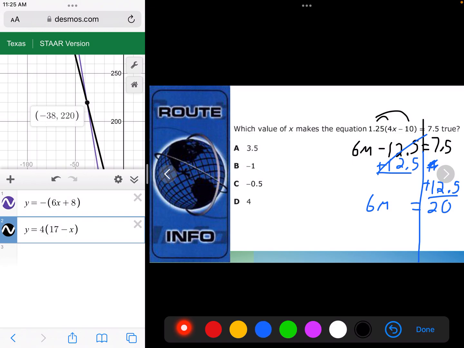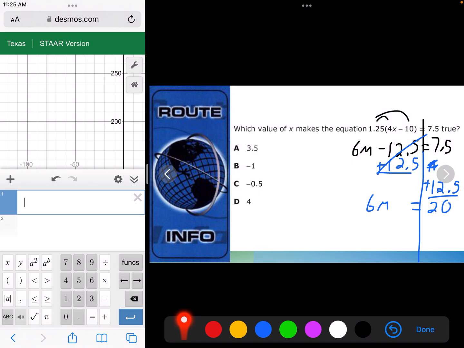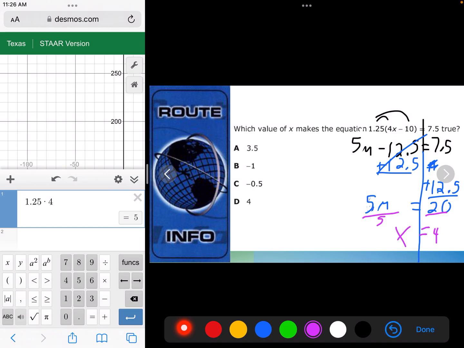Last step, actually I did make a mistake here, and this is why you need to check your work. 1.25 times 4 is actually 5. So we're just going to go back and fix this real quick. Sorry about that. So then when I do this, we're actually going to divide by 5. This is always why you need to check your work, just in case. Divide by 5, and you get x equals 4. I don't know what is with me in this video, but it's okay.